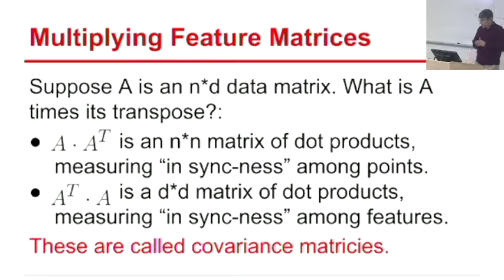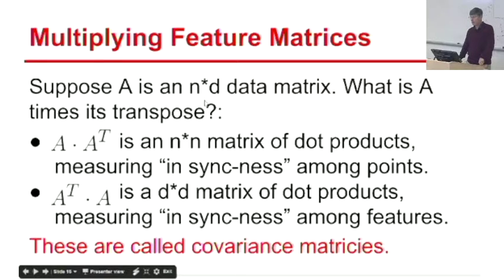Okay. Now, why might we want to multiply a feature matrix by itself, okay? Suppose we have an n by n data matrix, let's say n by the number of dimensions. I can multiply A by its transpose. Does everybody agree? I can't multiply A by itself because an n by d times an n by d matrix isn't compatible, right? But I can multiply an n by d matrix by a d by n matrix, and that would mean A times A transpose. That would give me an n by n matrix. What is that going to give me?